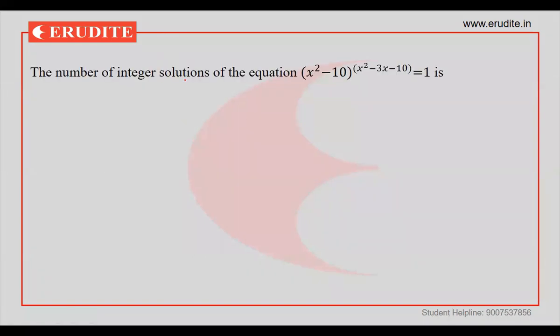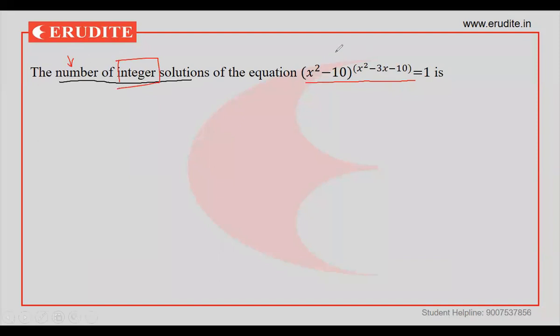So, guys, this is the first question that came in CAT 2022 slot 2 paper. They're asking the number of integer solutions of the equation (x square minus 10) power (x square minus 3x minus 10) equal to 1. So guys, there are two things you have to observe. First, they are not asking what the values of the solutions are. They're asking how many solutions are possible. Second, how many integral solutions are there.